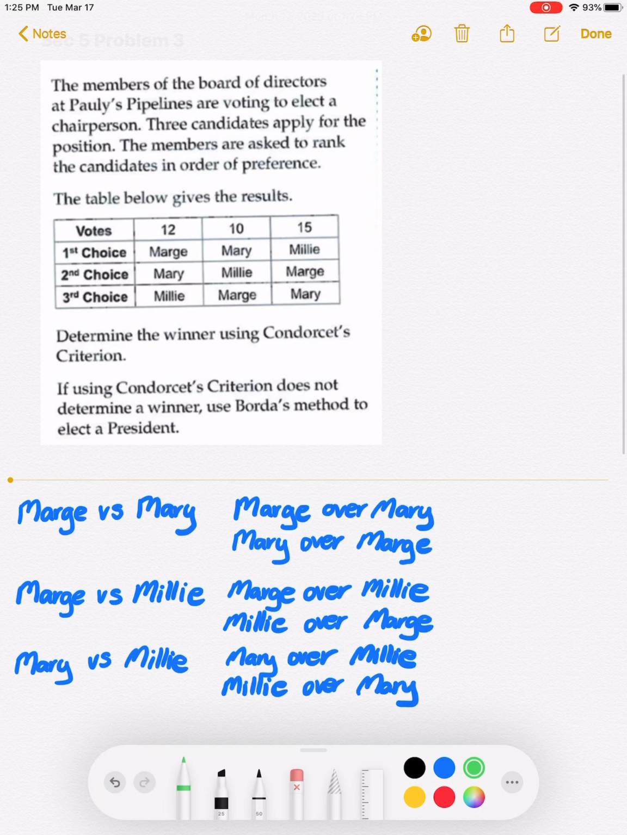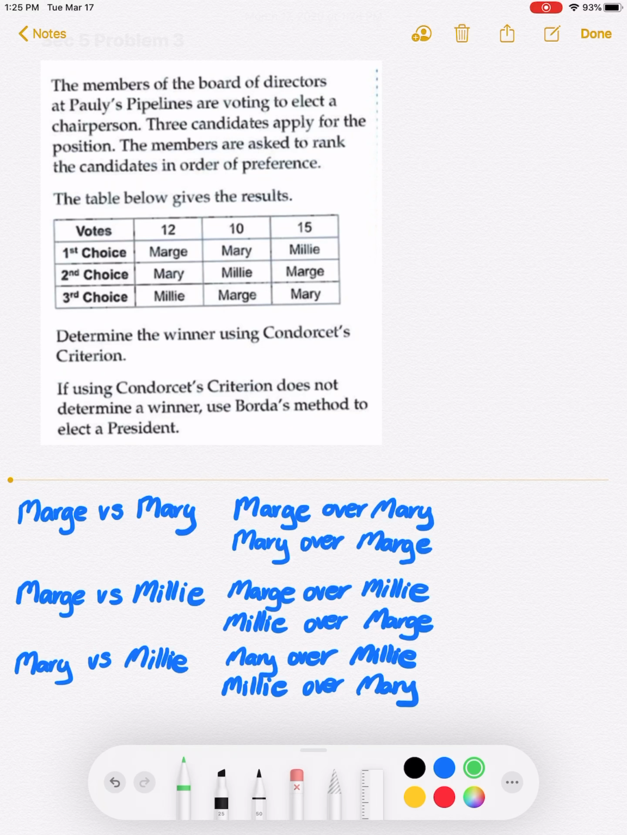So I've already set up the framework of Condorcet's criterion below, just so that you don't need to sit and watch me write. So I've set it up into our 3 conversations. We have Marge versus Mary, Marge versus Millie, and Mary versus Millie. So let's start with the first one, Marge versus Mary. So remember that to do this, we need to consider, okay, who's going to win if it were just the 2 of them, if there was just Marge and Mary and no Millie.